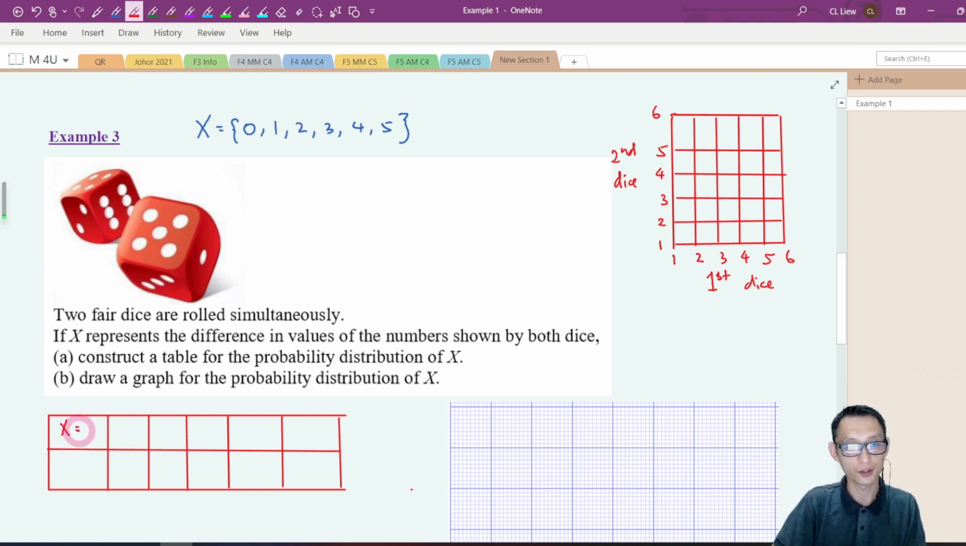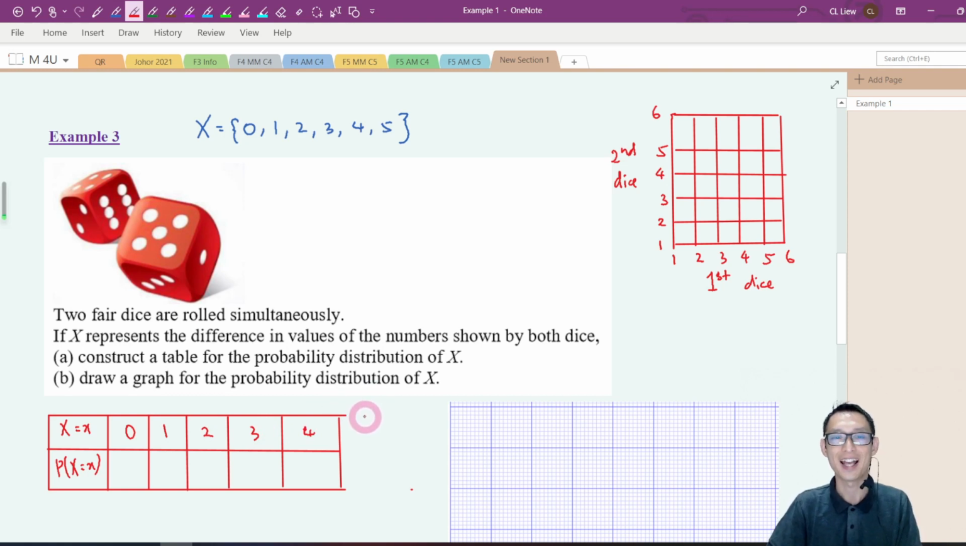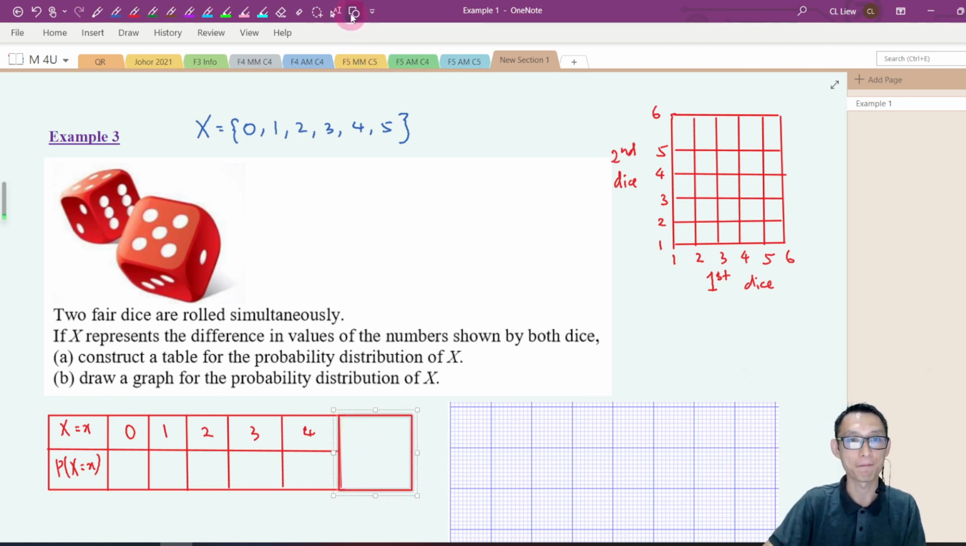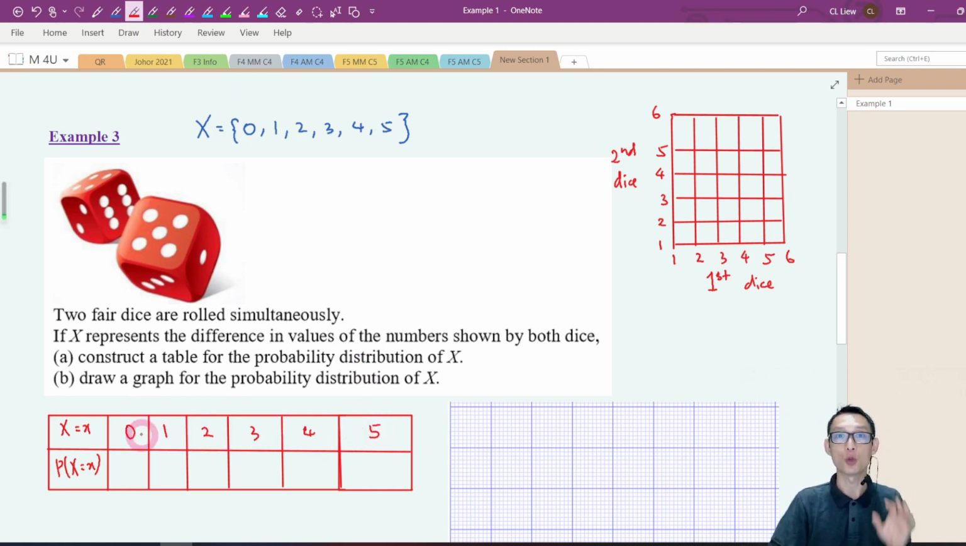So this is for x, and this is the probability. So it can be 0, 1, 2, 3, 4. Oh, sorry, actually I need another column, which is for 5. Let me add it here. Okay, now we want to calculate the probability for each of these. So we have to calculate 6 times: 0, 1, 2, 3, 4, 5.